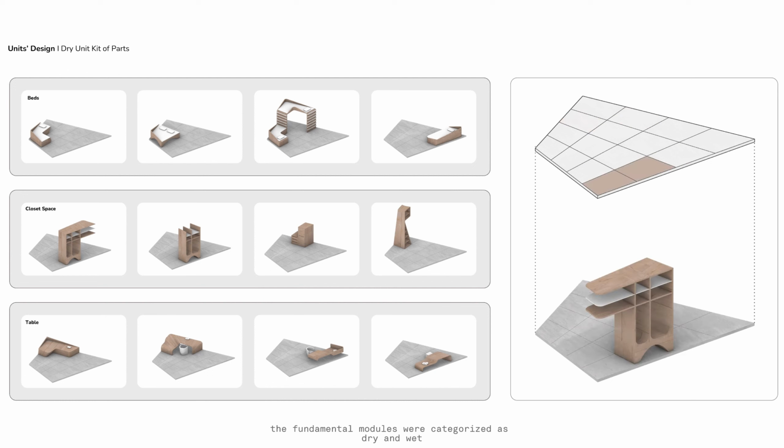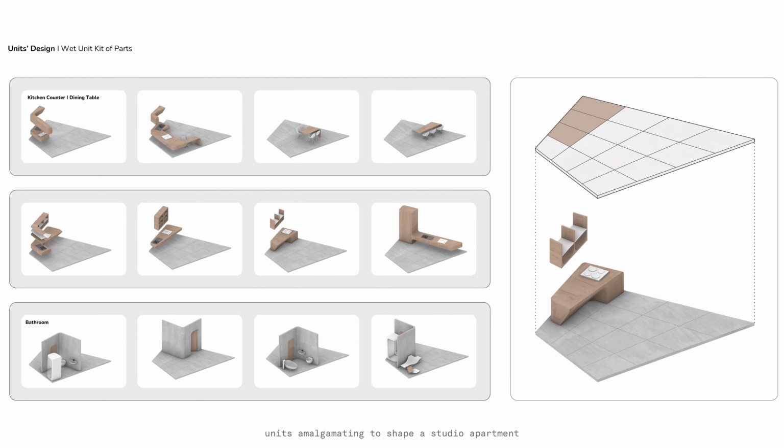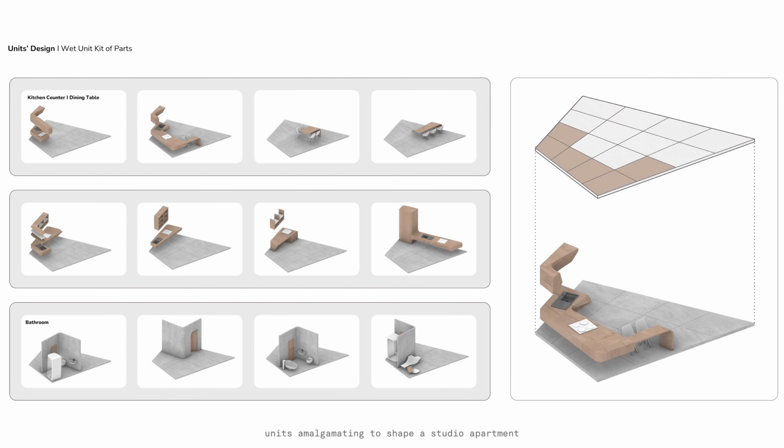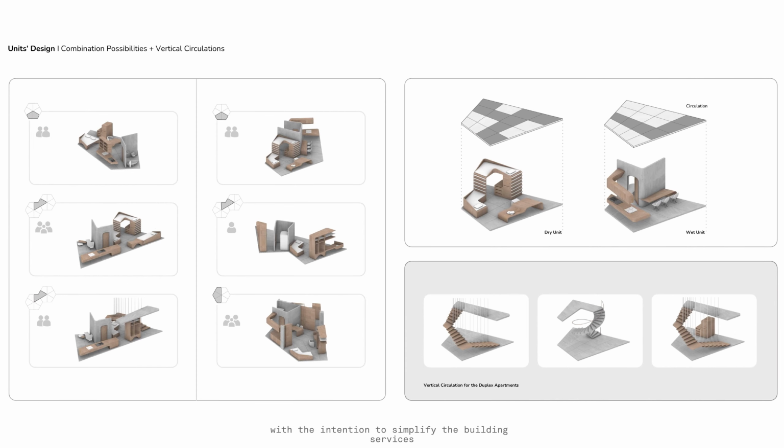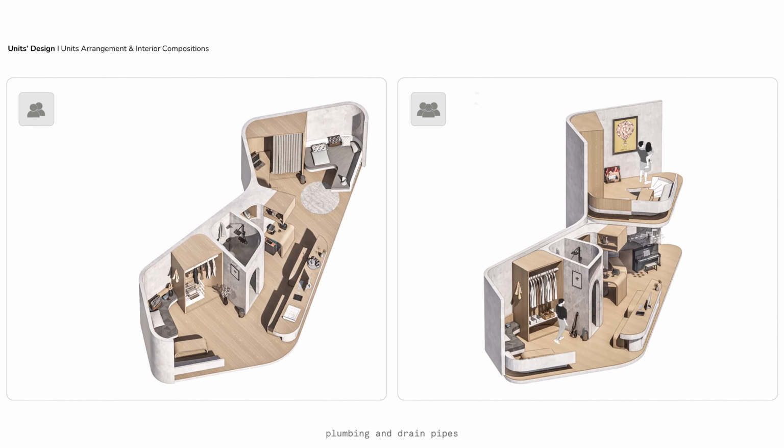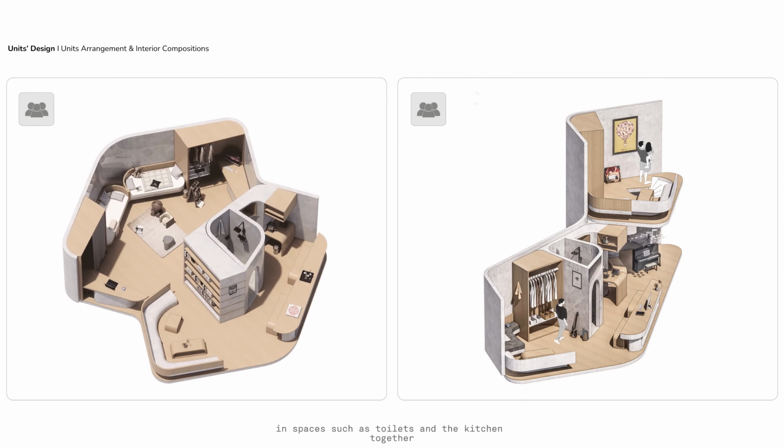The fundamental modules were categorized as dry and wet units, amalgamating to shape a studio apartment. This is done with the intention to simplify the building services by clubbing functions that require plumbing and drain pipes in spaces such as toilets and the kitchen together.